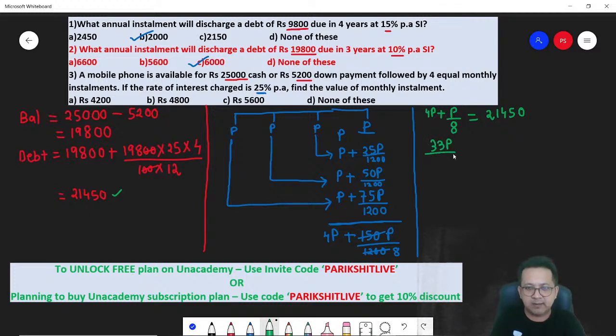33P by 8 is equal to 21450. So 21450 divided by 33 into 8 comes out to be 5200. P will come out to be 5200, and that's your answer. A brilliant question.